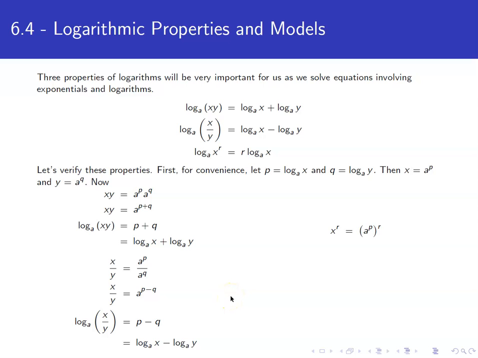Let's do the last one. x to the r will be a to the p raised to the r power. When we have one thing with an exponent raised to another exponent, we multiply our exponents together. So x to the r is a to the rp. Rewrite in equivalent logarithmic form. That gives us log base a of x to the r as r times p. And one more time, p is log base a of x. So we verified our three log properties, and these are the log properties.